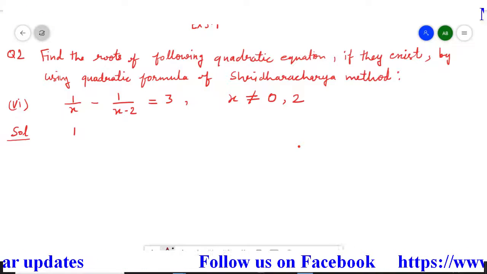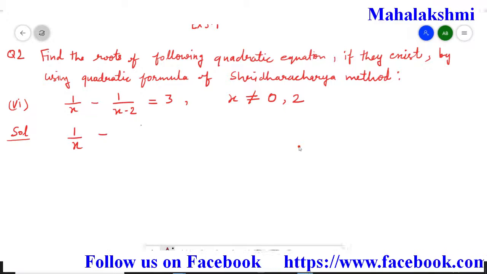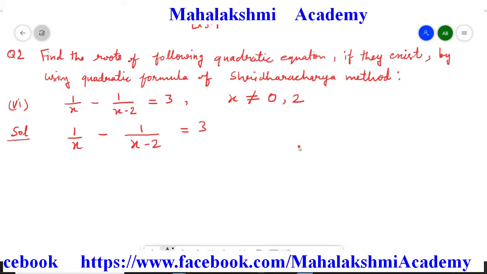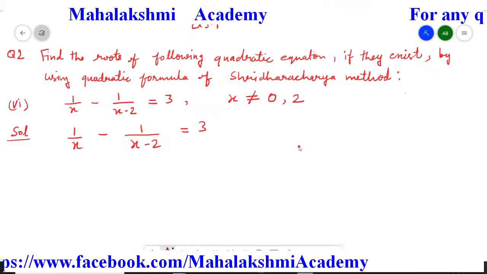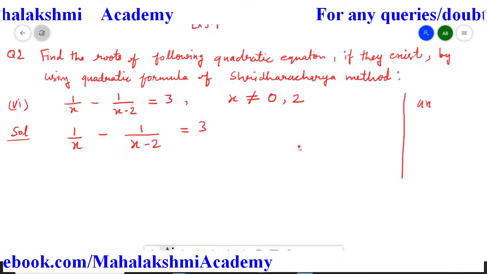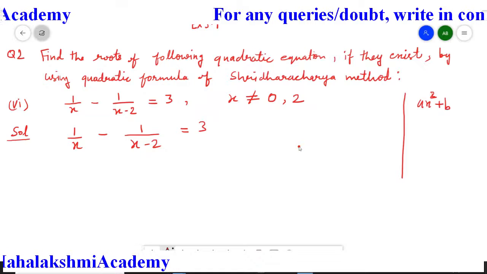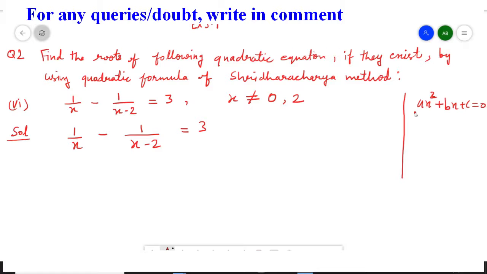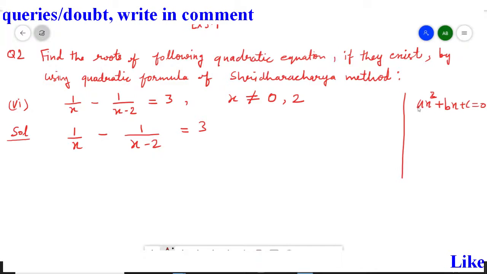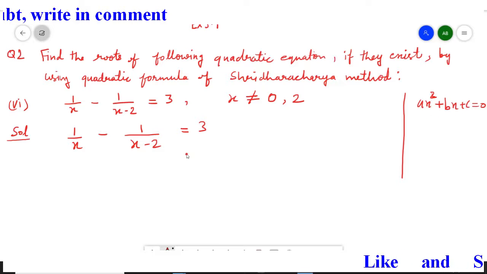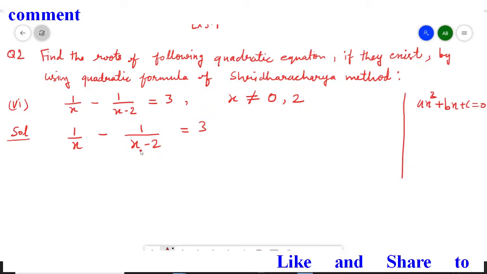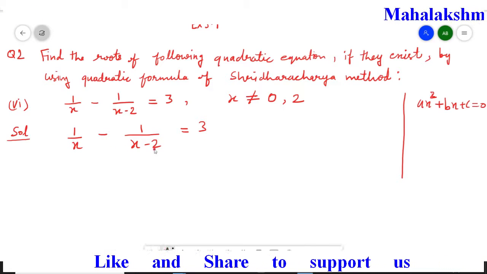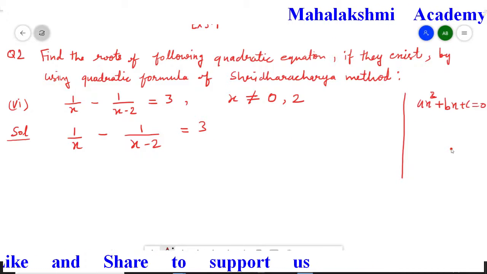So first of all I am writing the given equation, that is 1 upon x minus 1 upon x minus 2 is equal to 3. To convert it to the standard form of quadratic equation, ax square plus bx plus c equal to 0, you can see that in the standard form the variables are in the numerator with positive power, and here the variables are in the denominator. So first we will take the LCM, and by taking the LCM we can convert this equation to the standard form.